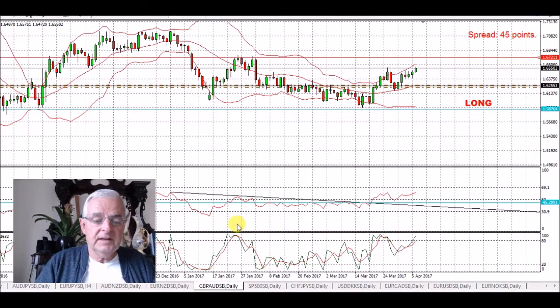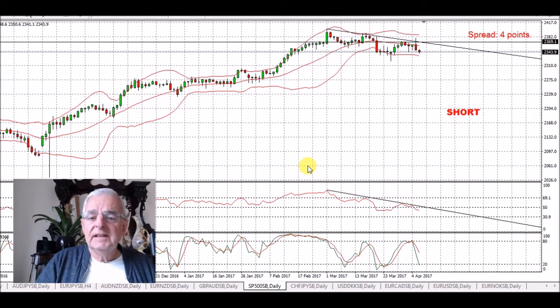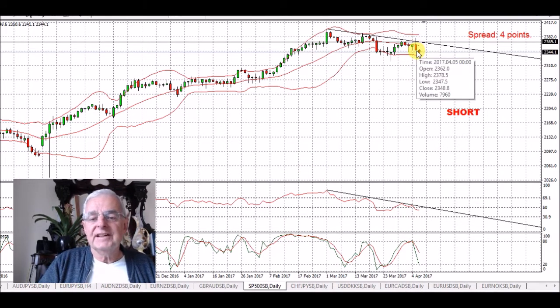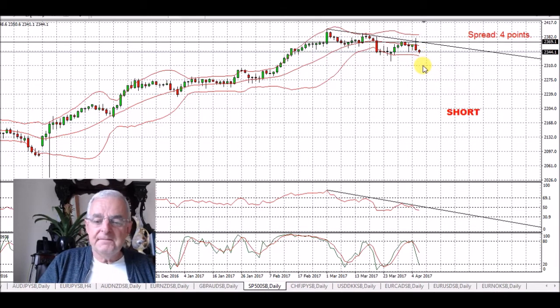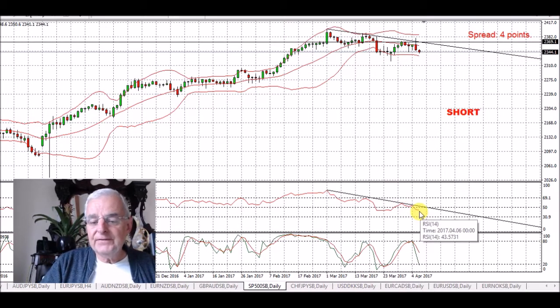We come up now to the S&P 500. This has fallen again this morning. It had this massive candle down yesterday. It bounced off the RSI twice. It's now below the 50. It's in this downwards channel. As long as this remains below the 50 mark, it will continue down.